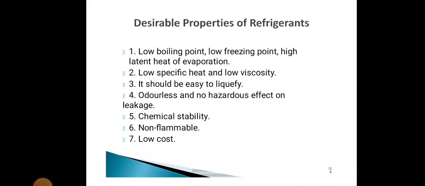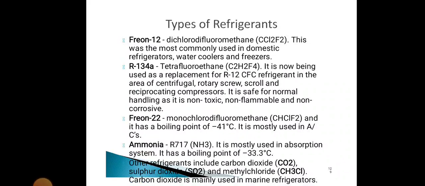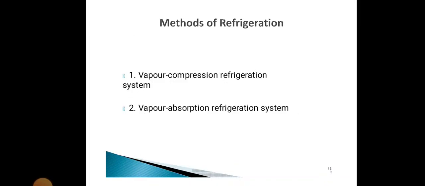The refrigerant we use should have good properties: low boiling point, low freezing point, high latent heat of evaporation, low specific heat and low viscosity. It should be easy to liquefy, odorless, with no hazardous effect on leakage, chemically stable, non-flammable and low cost. The different types of refrigerants we use are Freon 12, R134a, Freon 22, ammonia and sulfur dioxide.